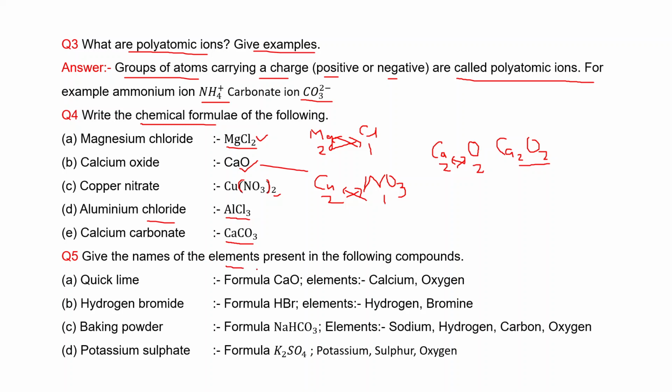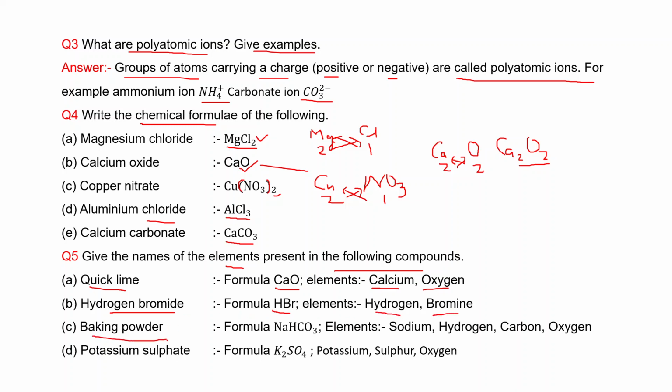Give the names of the elements present in the following compounds. Quicklime. If you know the formula of this quicklime, then you can find out the name of elements present in it. Its formula is CaO. From this formula we can see elements present are calcium and oxygen. Hydrogen bromide, its formula is HBr. That's why we can say elements are hydrogen and bromine.